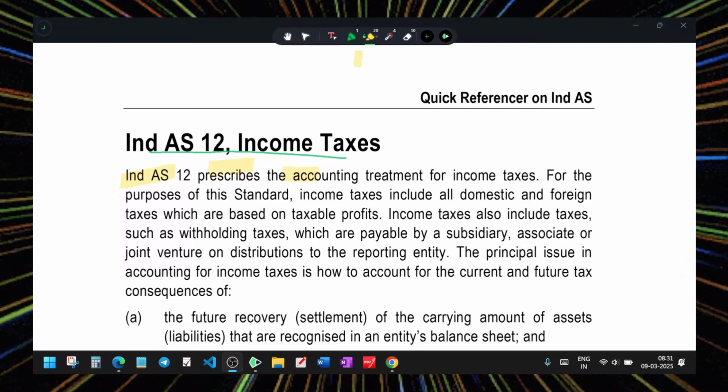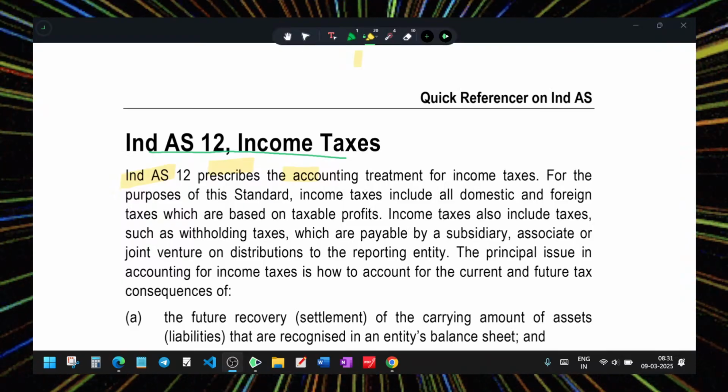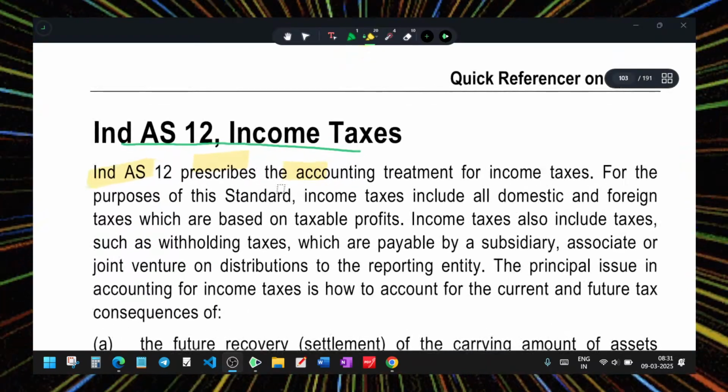Today we're going to see income tax as per IND AS 12.